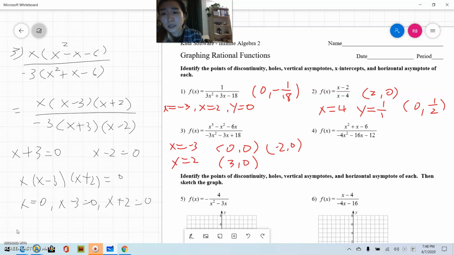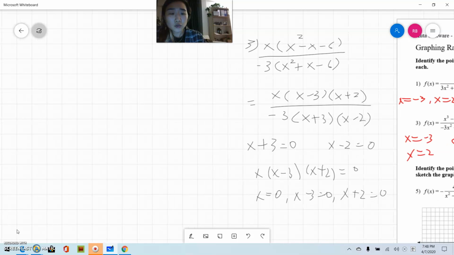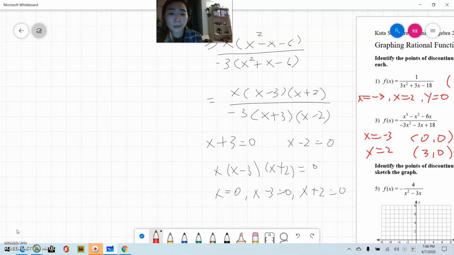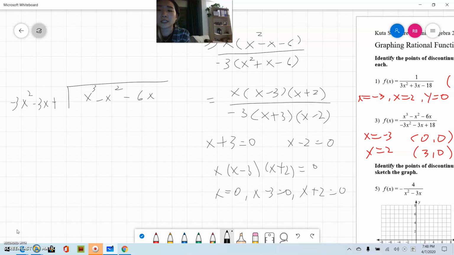So let's go a little bit this way to figure out my oblique asymptote. So this one, it's a little bit tricky. I think I know why. Maybe this one didn't ask you to find the oblique asymptote, because this one you haven't really seen.